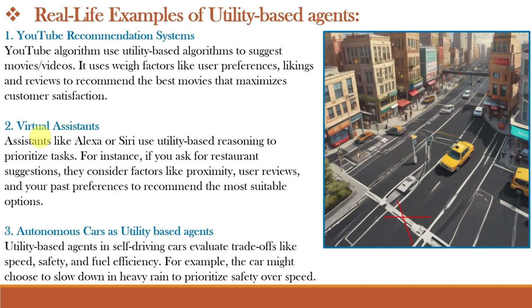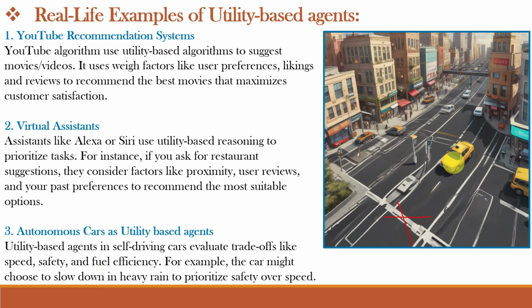Even virtual assistants like Alexa or Siri use utility-based reasoning. Utility-based agents in self-driving cars evaluate trade-offs like speed, safety and fuel efficiency. For example, the car might choose to slow down in heavy rain to prioritize safety over speed.